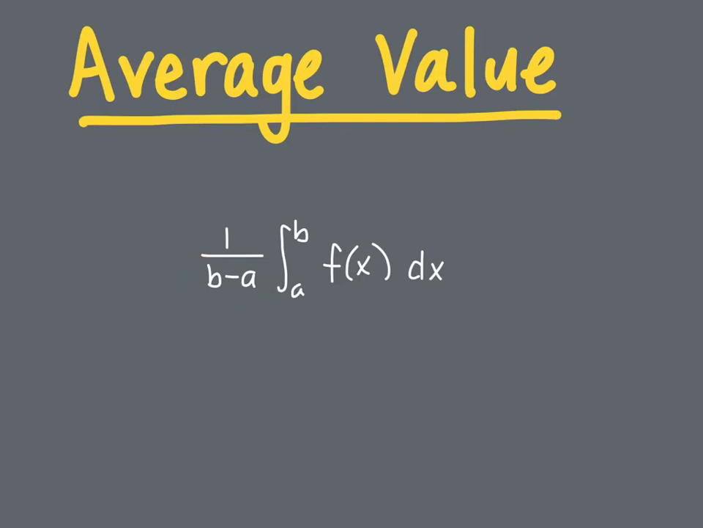Sometimes AP testers will confuse average value with average slope. What you want to look for is what the question is asking you to do. Are you finding the average of the function that's given to you? That would be average value. If you're finding the average of the derivative of the function, that would be the average slope.